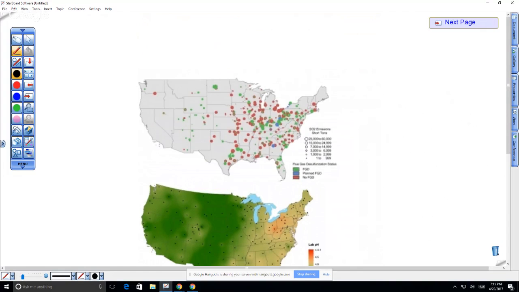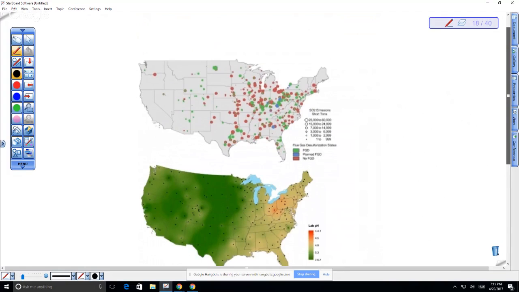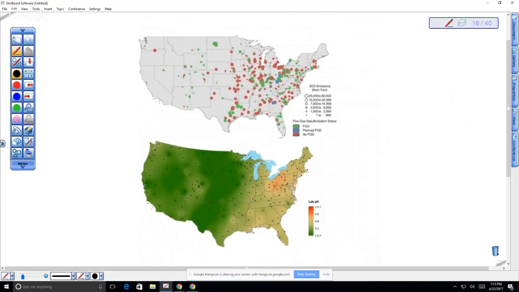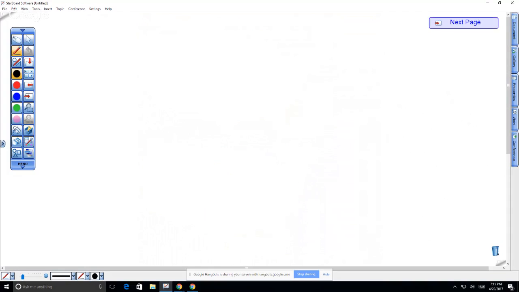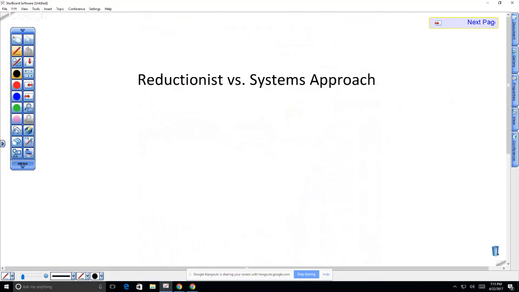And then this is also an example of distance effects. So if we look at where the emissions are, then we can see where the pH is ending up. And so emissions from one place can actually have their effect in a place that is far away. And obviously pollutants don't follow any kinds of boundaries from one nation to the other, political boundaries. Okay. So that's just the generalized idea of systems.